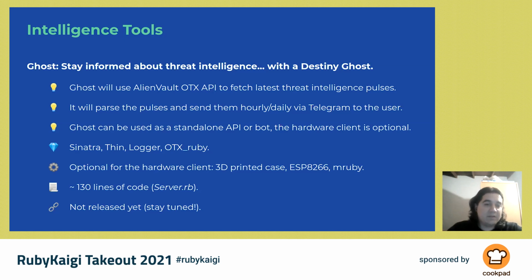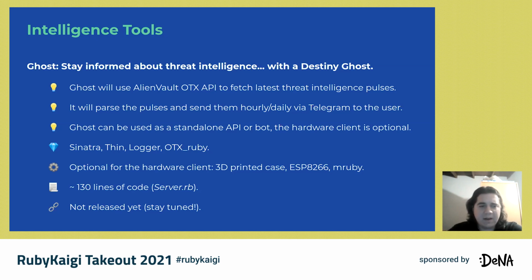Ghost can be used as a standalone Telegram bot or API, because I proposed that the hardware client could be entirely optional. This will use the same basic gems I use for almost everything, Sinatra, Thin, Logger, but also OTX Ruby, which is the AlienVault implementation for Ruby. Optional, in case you want a hardware client: a 3D printed case, which I don't own the model, but I can share it, an ESP8266 and mruby.